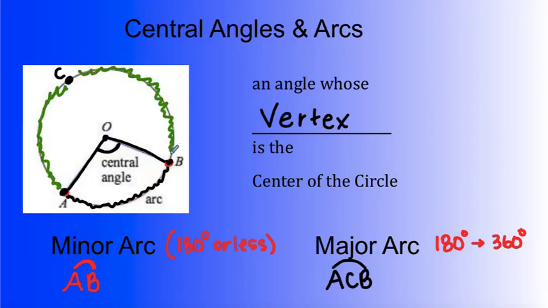Now, the one thing I need you to understand, though, is that arcs have measure. That means that they are in degrees. They are not a part of the circumference of a circle, so we're not measuring the length. That's called arc length. When we're talking about arc measure, we're talking about an angle in degrees.